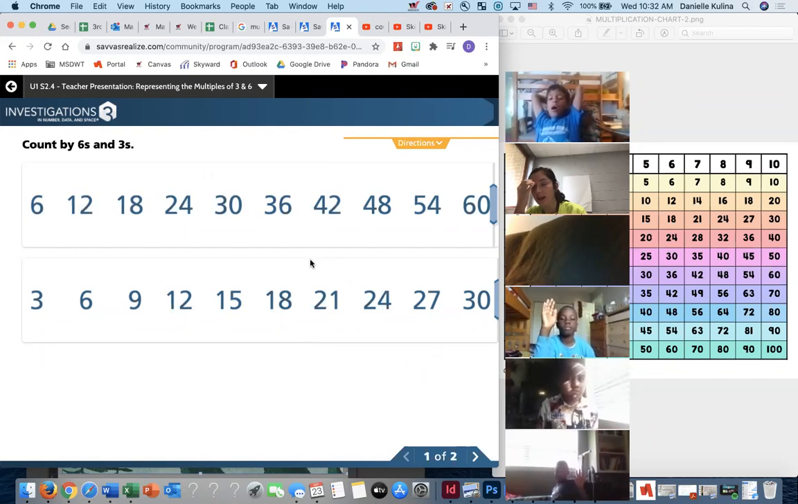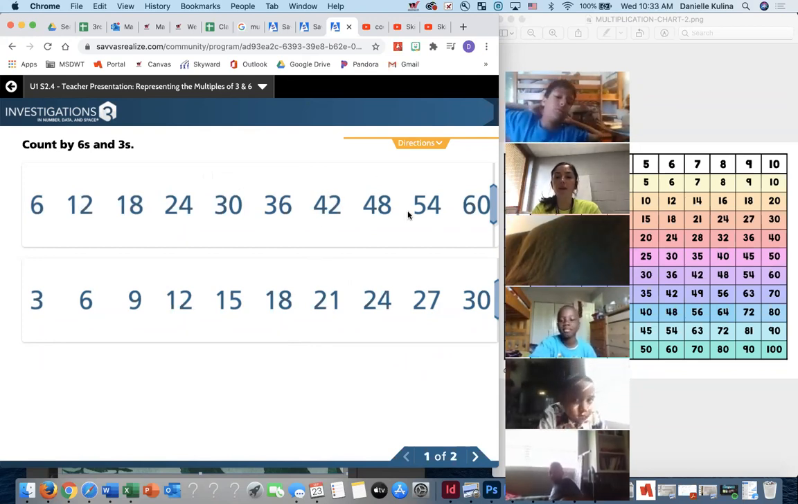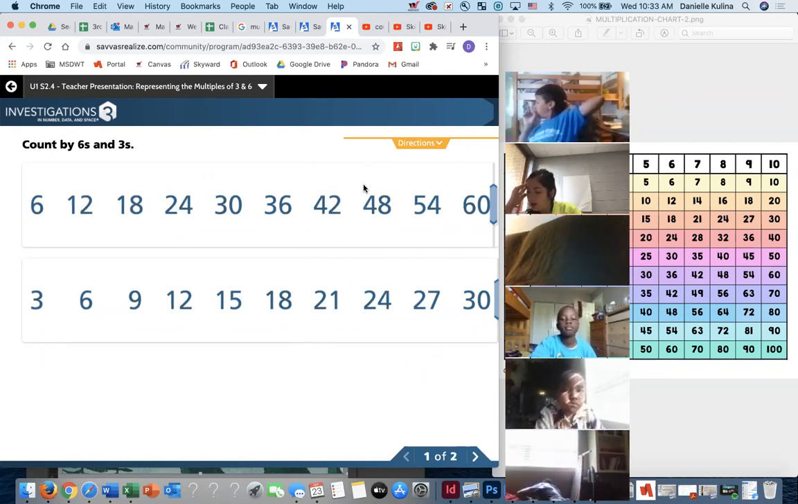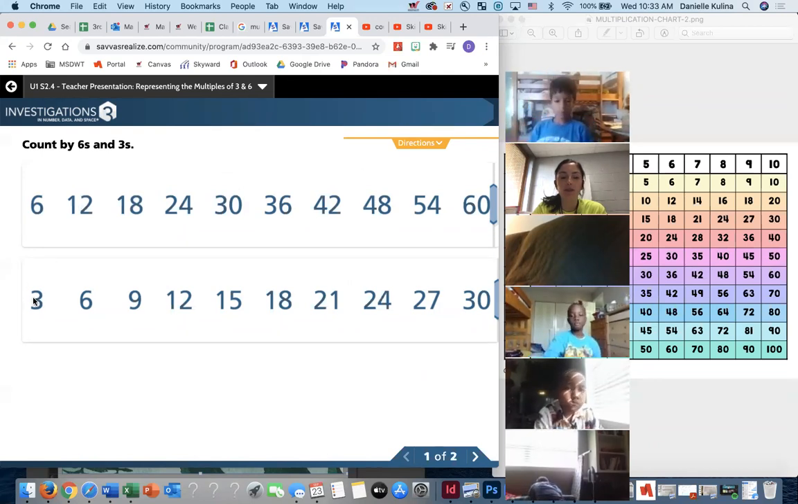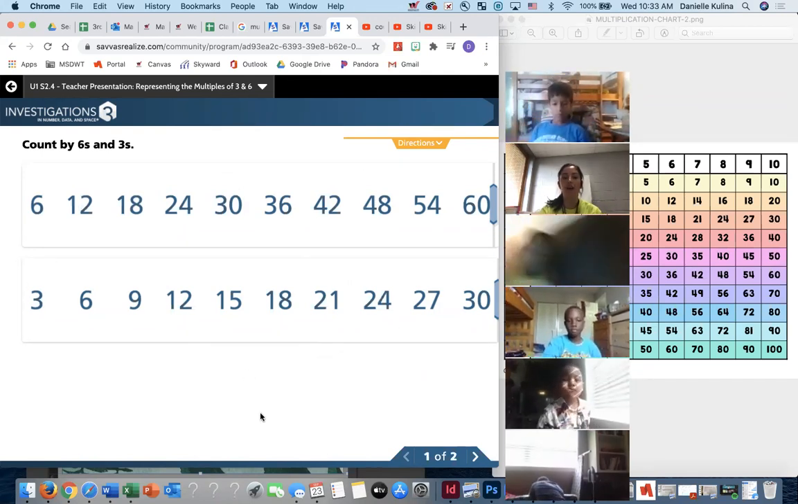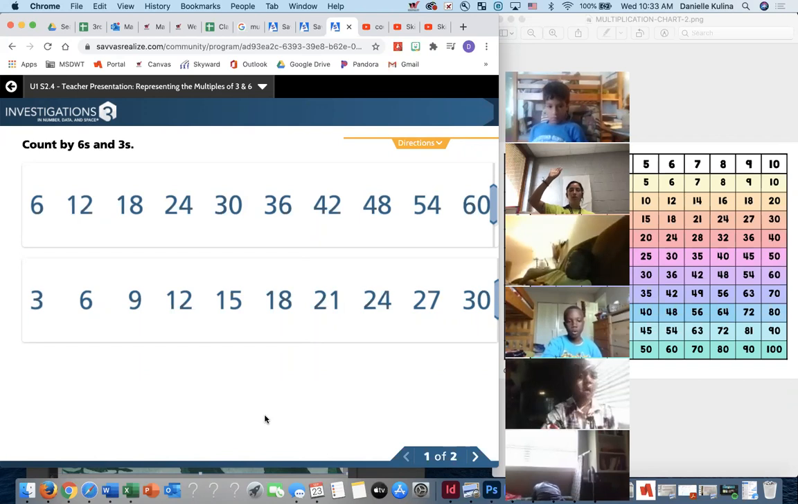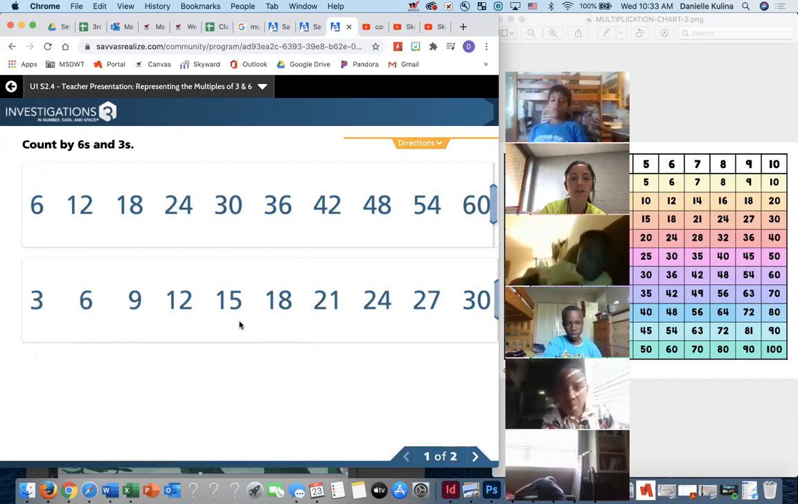Kwaku, what does the 8th person say? 42. Hello. I mean 48. 48. Perfect. Okay. What about if you count by threes? What does the 8th person say if you count by threes? Raise your hand when you have the answer. Pretend that each of these is a person. What does the 8th person say if we count by threes?